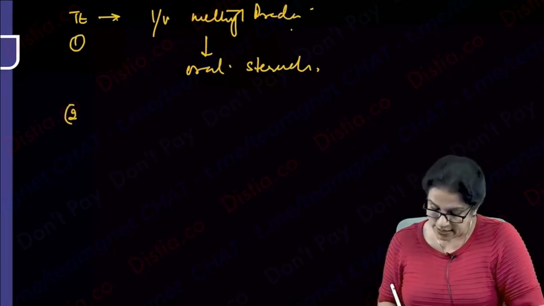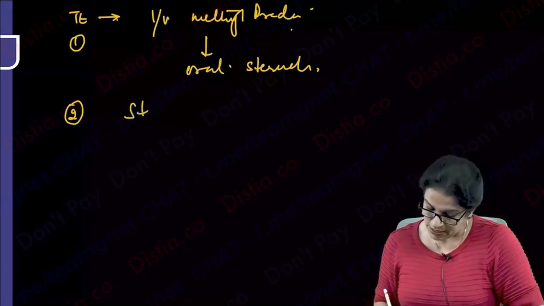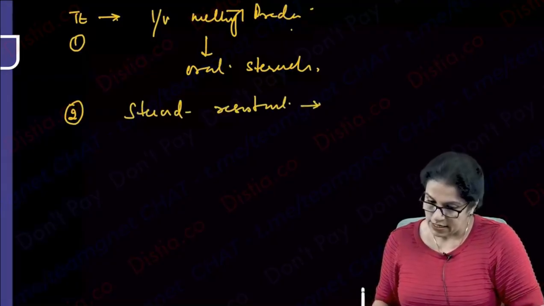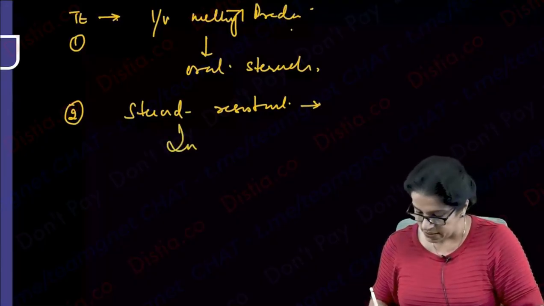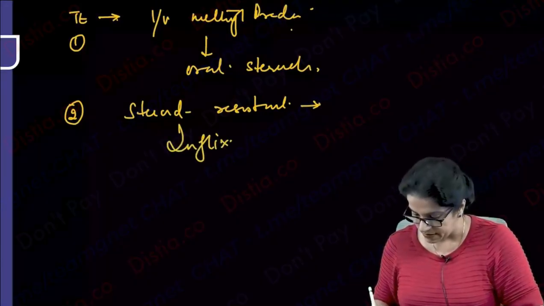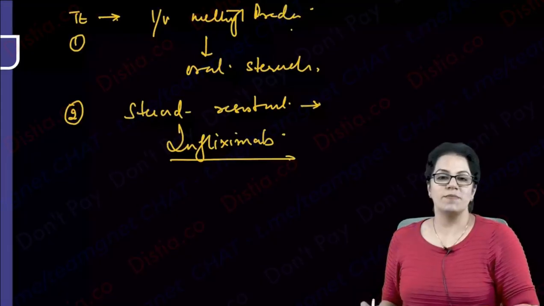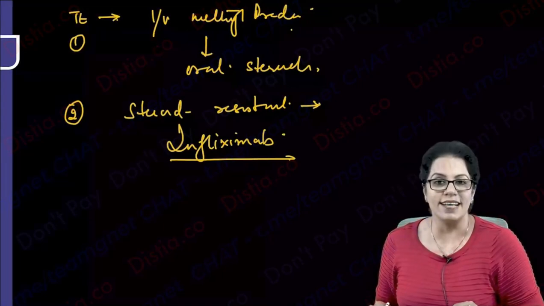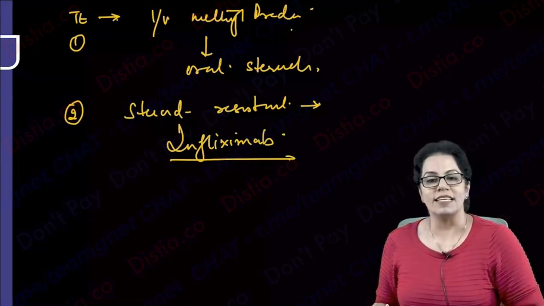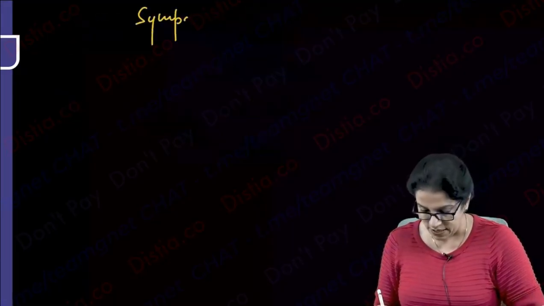And in steroid resistant cases, we will go for monoclonal immunosuppressives. So if the patient is steroid resistant, then the biological blocker that we commonly give is infliximab. Okay, right. So that was about your VKH syndrome. Lastly, we have to discuss a very important topic, and that is sympathetic ophthalmitis. So give the heading sympathetic ophthalmitis.